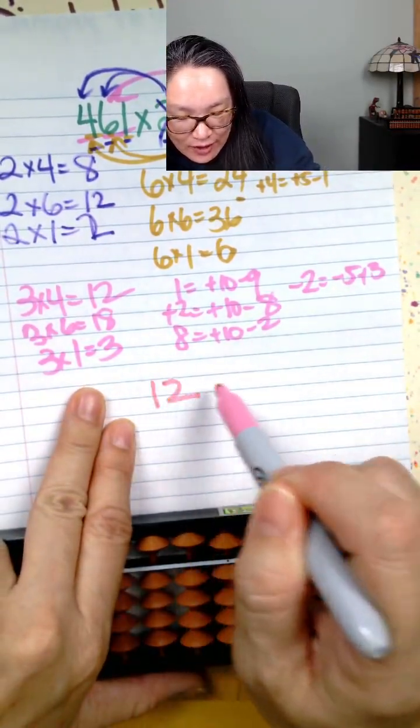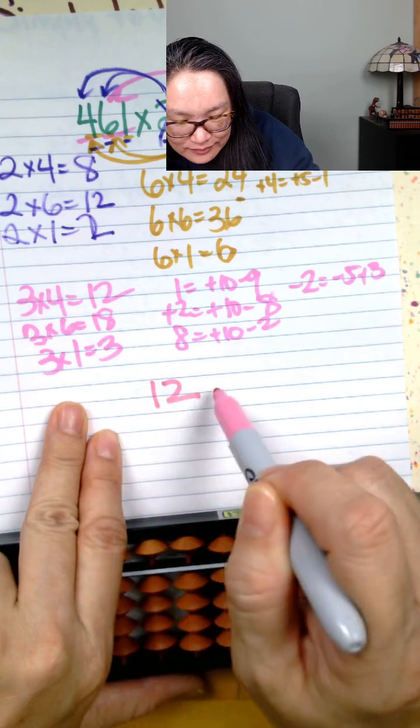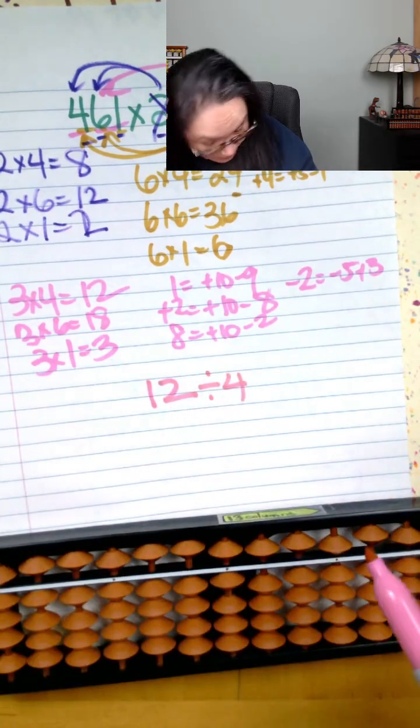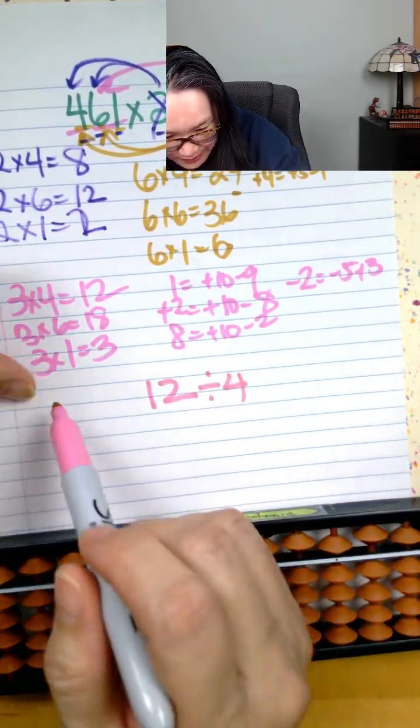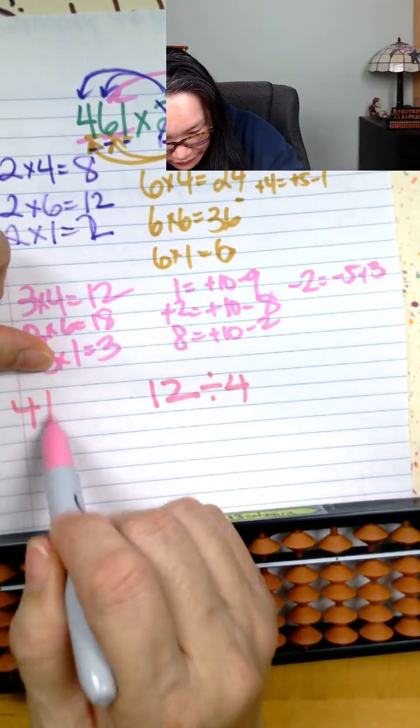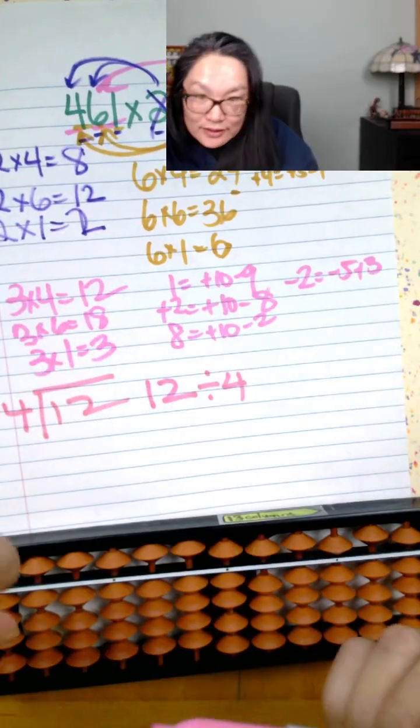So, 12 divided by 4. You could do it this way. It doesn't matter, right? You could do it that way or you could do it this way. 4 by 12.